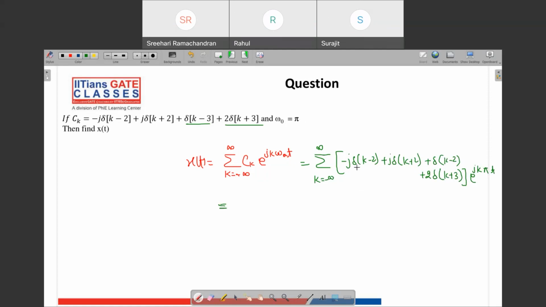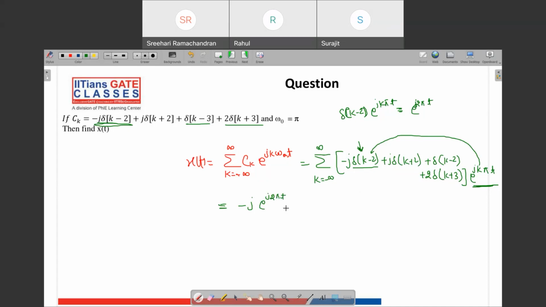Now here you are multiplying delta k minus 2 with this thing. So what you will do, you will replace this k with 2 here. This property: delta k minus 2 into e to the power j k pi t will result. This is actually discrete, this is not a continuous kind of function. So when you multiply this with this function, you simply replace this k with 2, e to the power 2 pi t, into j. So you will get minus j e to the power j 2 pi t.